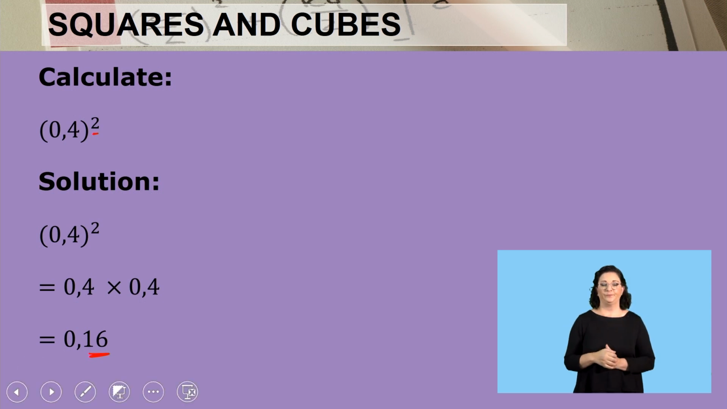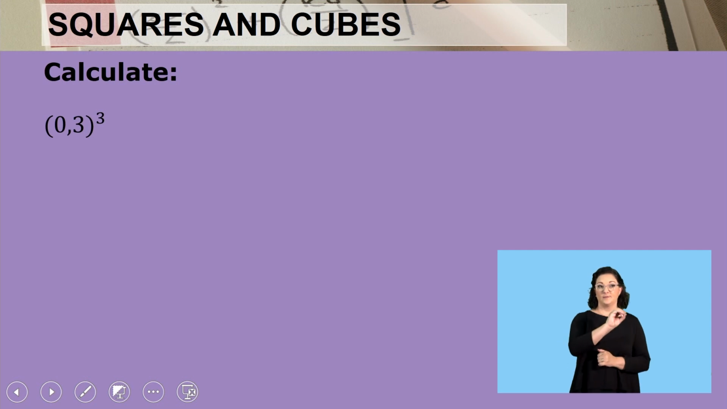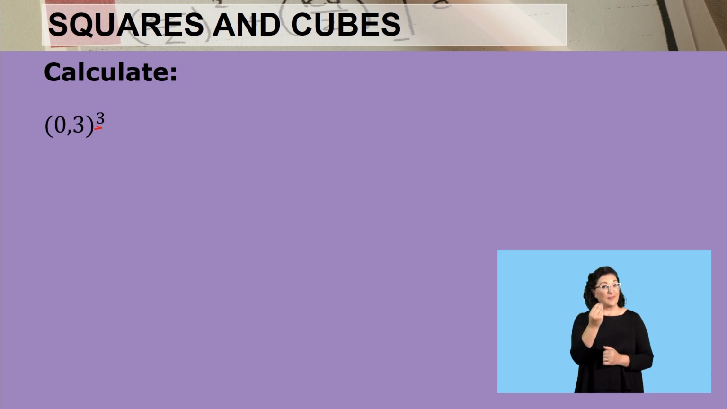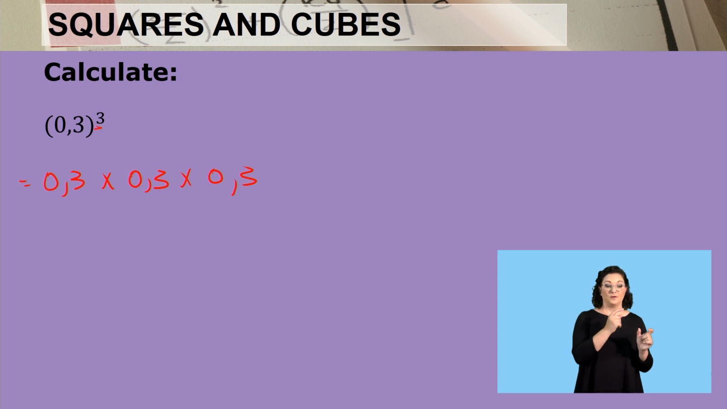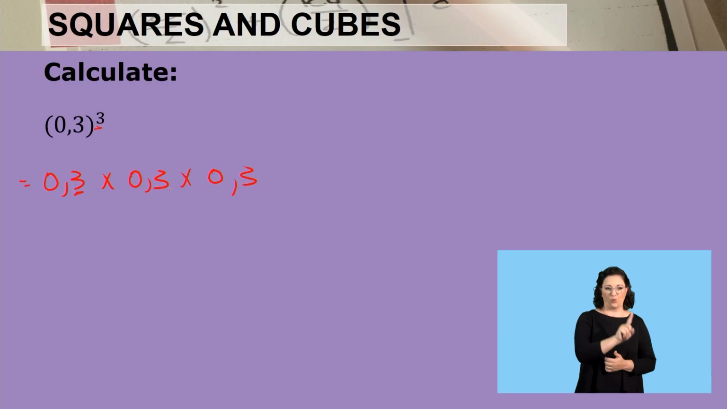Let's look at the next example. Calculate 0.3 cubed. And cubed means a number multiplying by itself 3 times. And let's check how this goes. Let's look at a solution. We're going to say this is 0.3 times 0.3 times 0.3, which then means we have 0.3 cubed. Now we're going to count how many decimals. So it's 1, 2, 3 decimals that we are going to have.